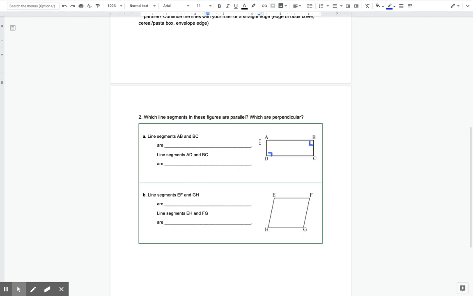Then we're going to look at line segment AD, that's over here, and line segment BC over here. And they're asking again, parallel or perpendicular? So do they look like they're ever going to touch? And again, you could take a straight edge of a book, edge of an envelope, piece of paper, a ruler, and line it up and see if they would ever look like they're going to touch. I will also tell you, if it's a true rectangle and you have these two opposite corners that are right angles, these line segments are parallel. They will never touch. Okay.